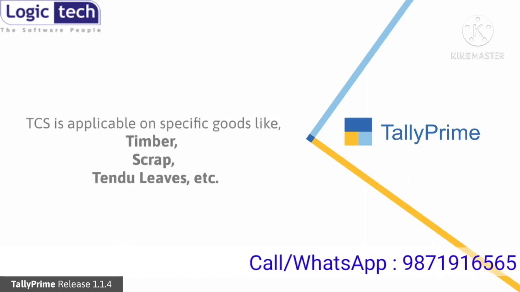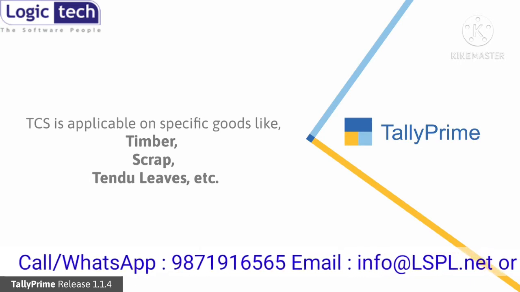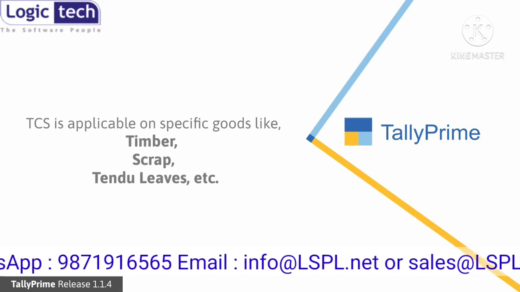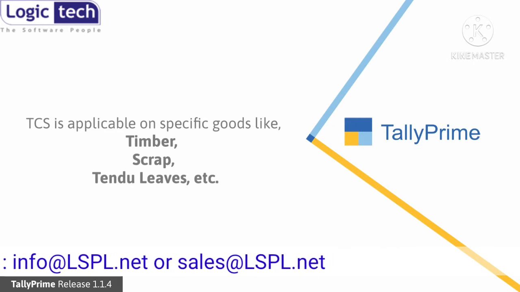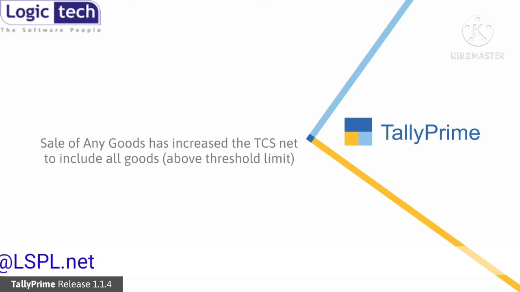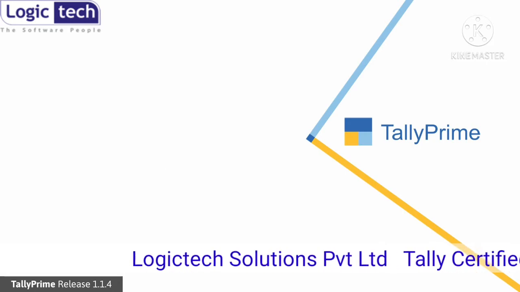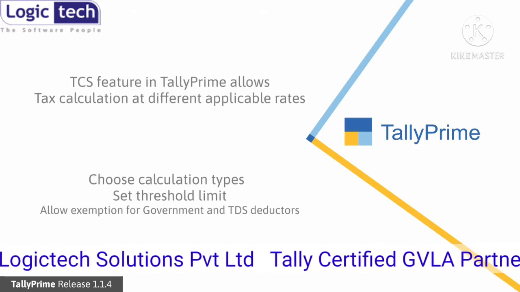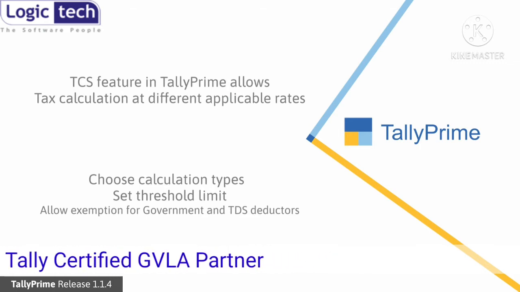Finance Budget 2021. Tax collected at source or TCS is what a seller collects from his buyer for selling specific nature of goods, for example, timber, scrap, tendu leaves, and few others. However, with introduction of sale of any goods in Budget 2021, the TCS provisions are amended to widen and deepen its tax base. The TCS feature in TallyPrime allows you to efficiently meet the compliance requirements of TCS.